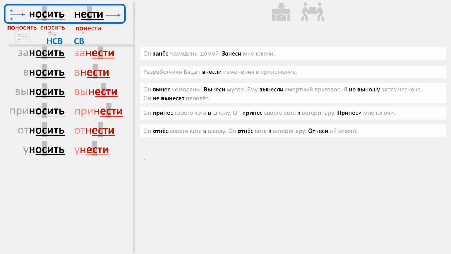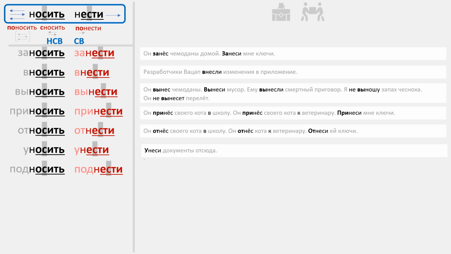Уносить, унести. To take somebody or something away from a place or from a person. To carry something or something away. Take the documents from here. Carry them away somewhere. Унеси документы отсюда.